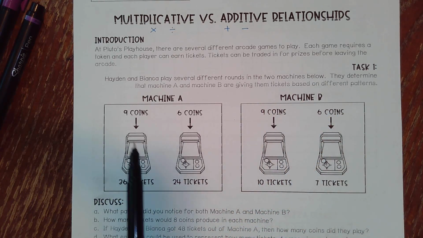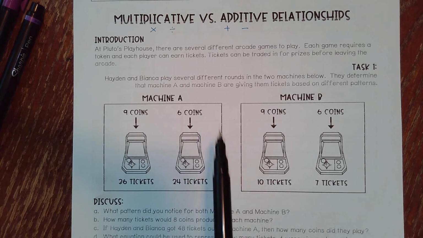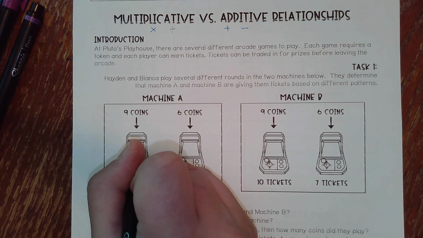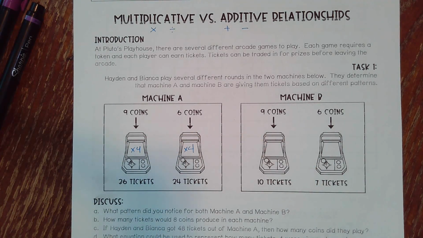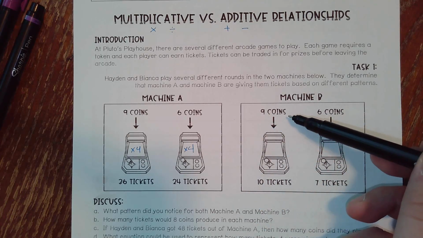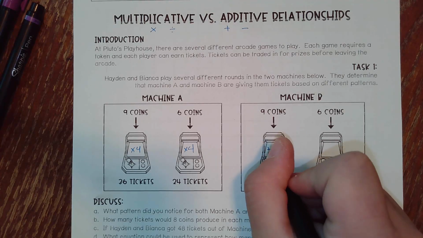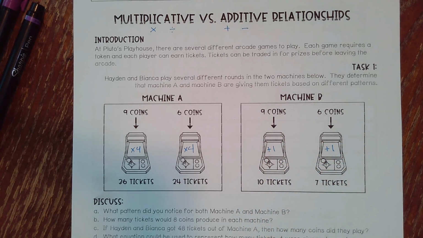So here, for Machine A, they're putting in 9 coins, they're getting 36. They're putting in 6 coins, they're getting 24. So what's happening here? Whatever they're putting in, they can multiply by 4, and that's how many tickets they'll get. If we look at Machine B, putting in 9 coins, getting 10 tickets. Putting in 9 coins, getting 7 tickets. So here, what I see is that however many coins they put in, if they add 1, that's how many tickets they'll get back.